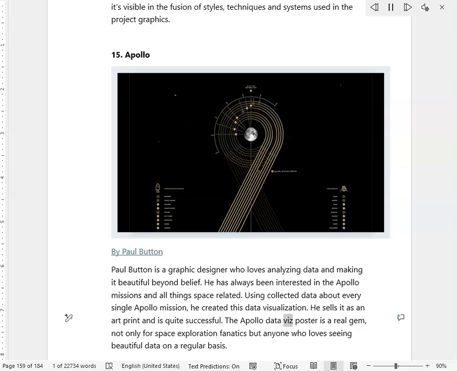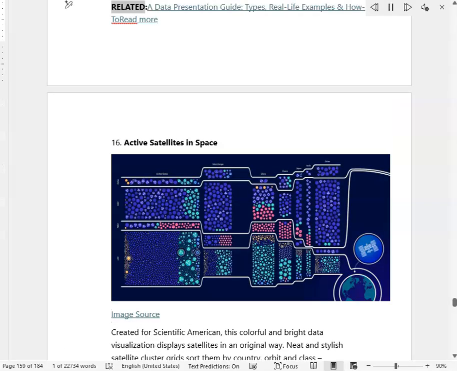The Apollo Data Viz poster is a real gem, not only for space exploration fanatics, but anyone who loves seeing beautiful data on a regular basis. Related: a data presentation guide, types, real-life examples, and how to read more.